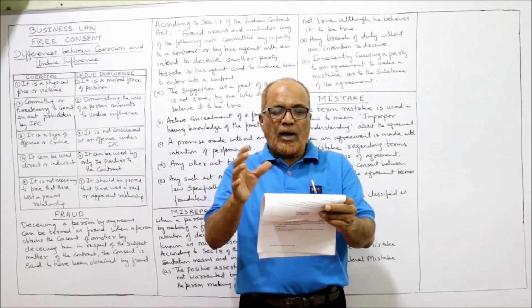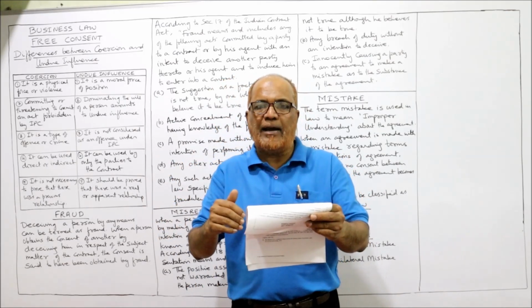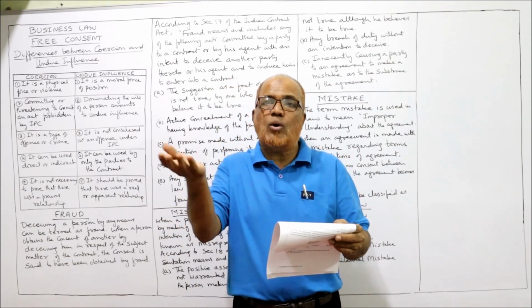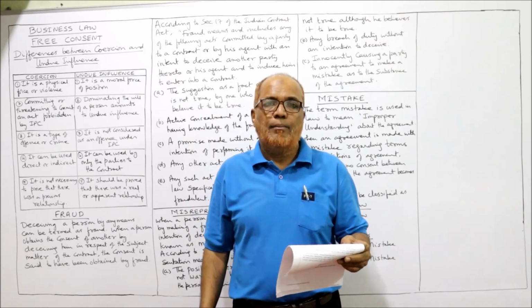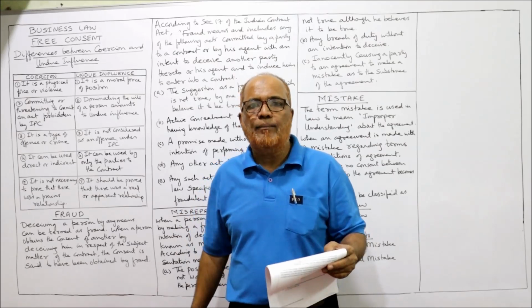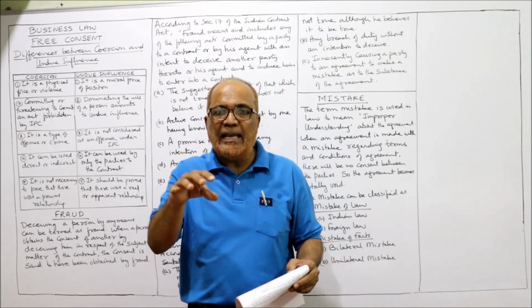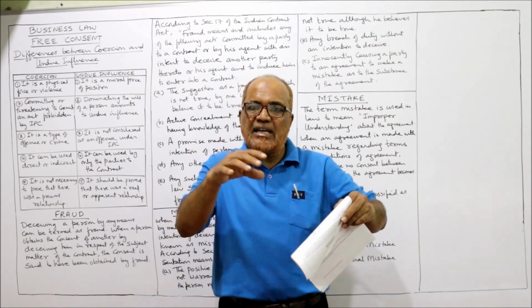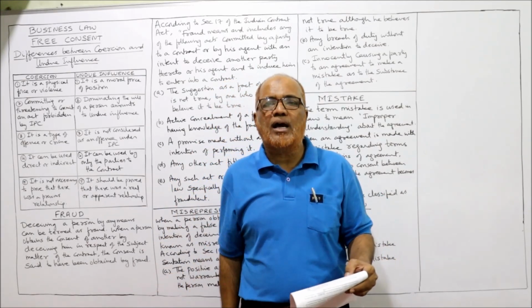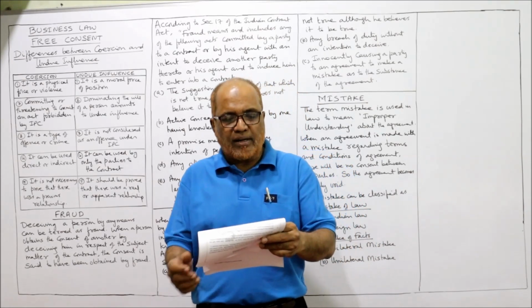So Shahrukh and Saif, these two persons enter into a contract to buy a painting. They believe that it is an old master painting. But in reality, it is not old. It's a modern painting. So it's a bilateral mistake. So when there is a bilateral mistake, the contract is void. Next one.